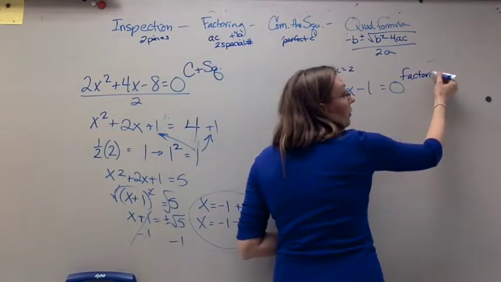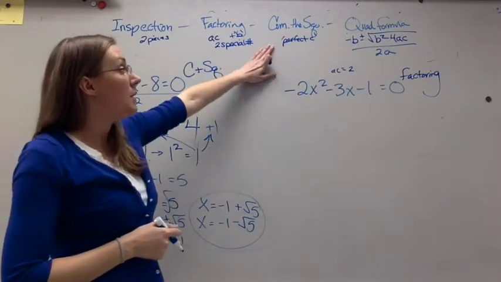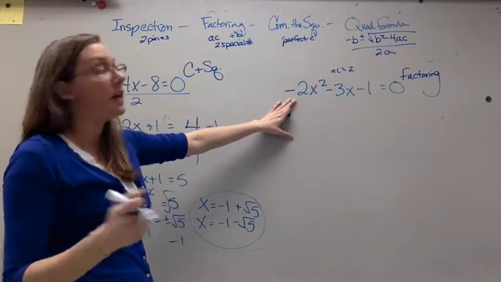If that's not something you would have thought of quickly, then what you need to do is move on to a different strategy. Okay, maybe completing the square, which I wouldn't do because our a isn't 1.